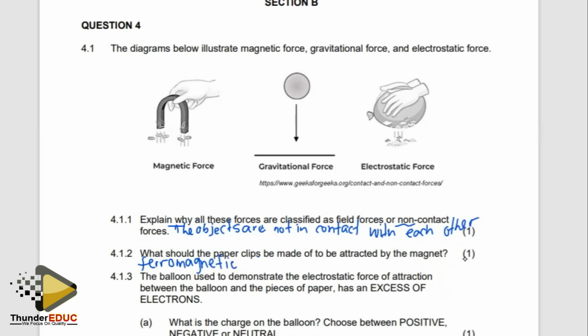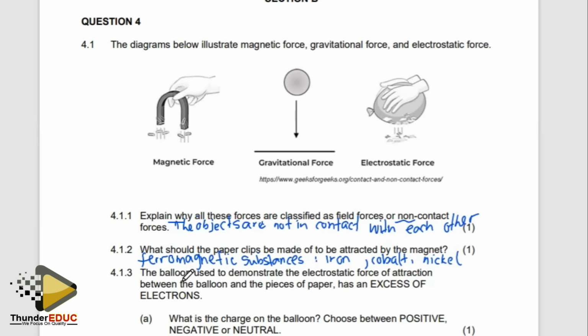Right. So the ferromagnetic substances. What do we have on ferromagnetic substances? We have iron. We have cobalt. And then we have nickel. Those are the ferromagnetic substances that we have. Then move on to 4.13.